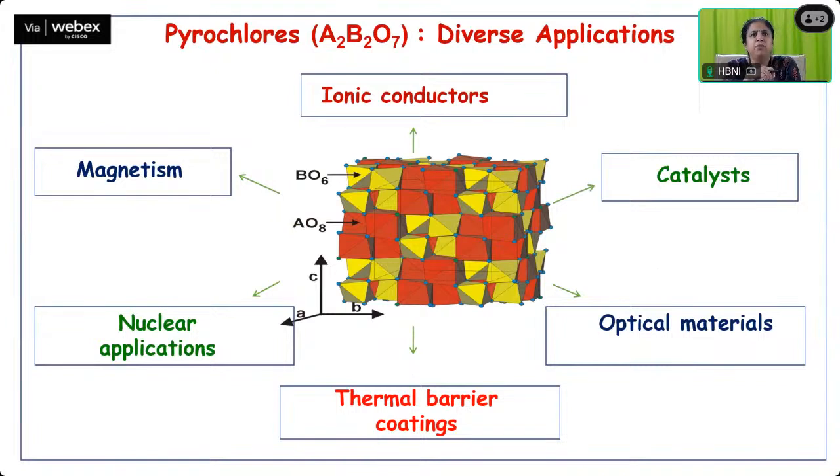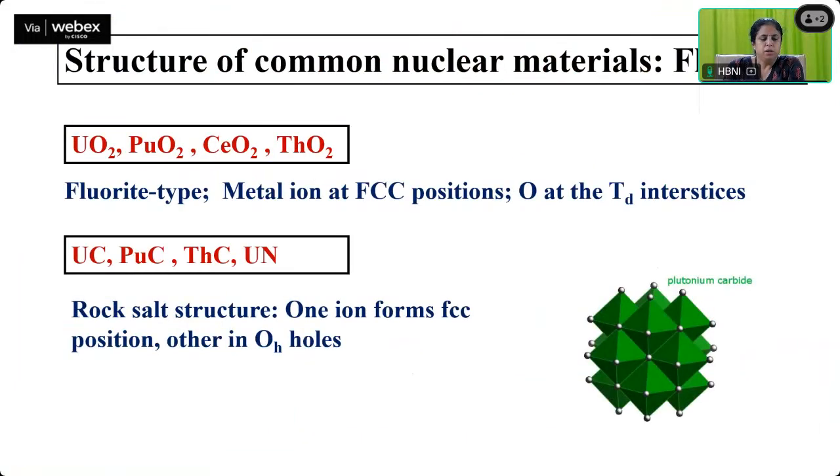Again, like perovskite, a very, very versatile class. You have conductors, you have catalysts. They are also used for nuclear applications. They are futuristic nuclear matrices for various concepts. Optical material, thermal barrier coating, they have very low thermal conductivity, and they show magnetism.